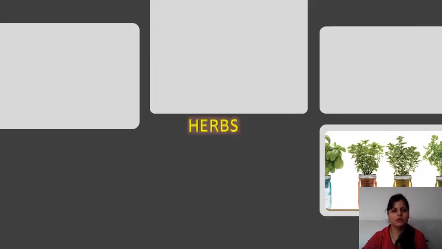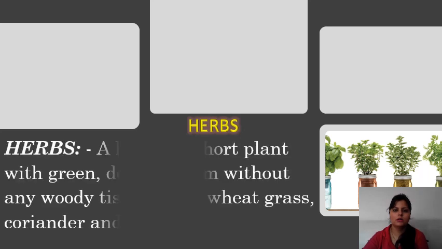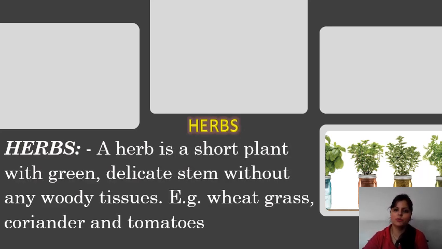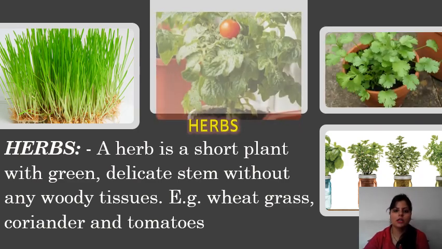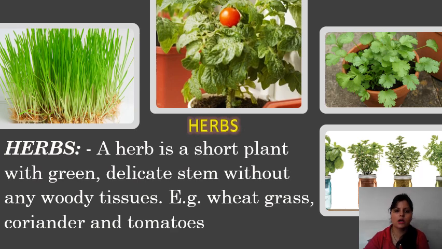So the next type is herb. So what is a herb? A herb is a short plant with a very delicate and green stem with no woody tissue on it. The examples of herbs are wheatgrass, coriander, and tomato plants. So these are all herbs. They don't have any woody stem and they are very tiny and delicate. So let us see the next category.